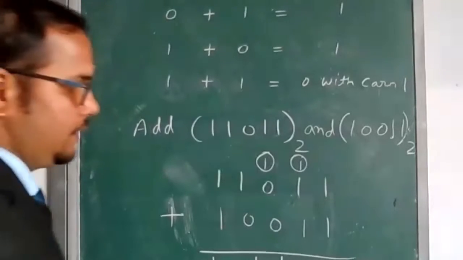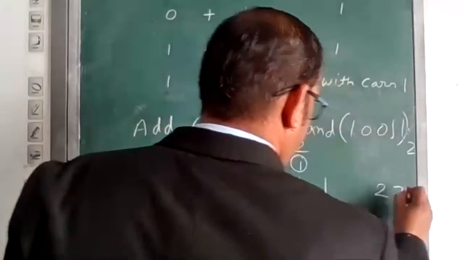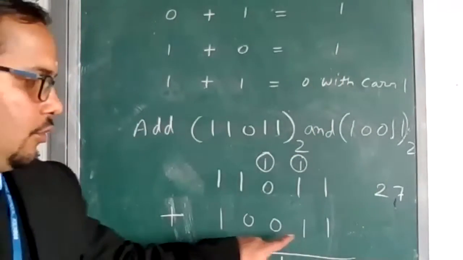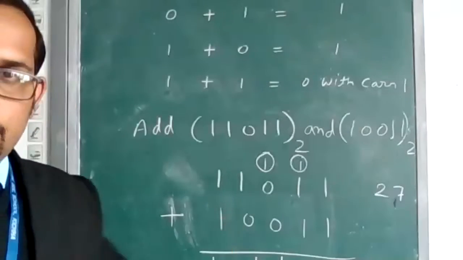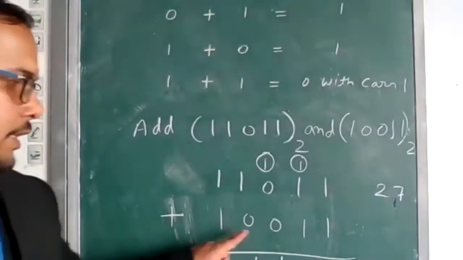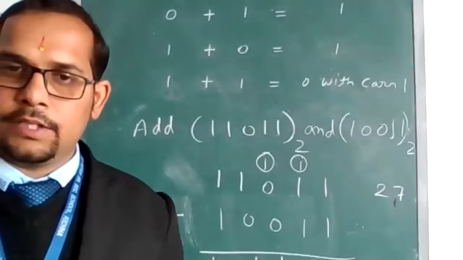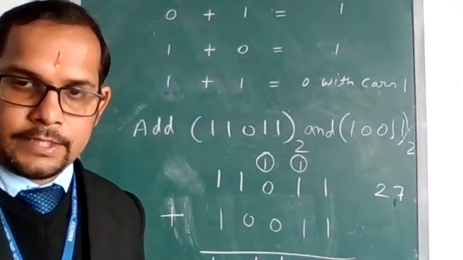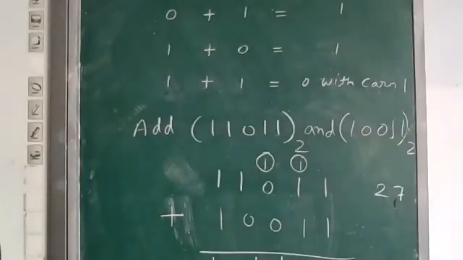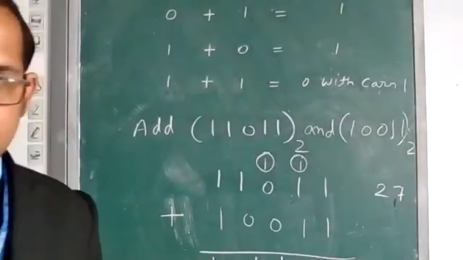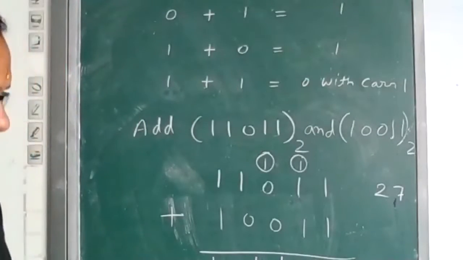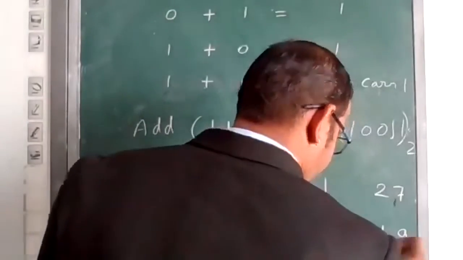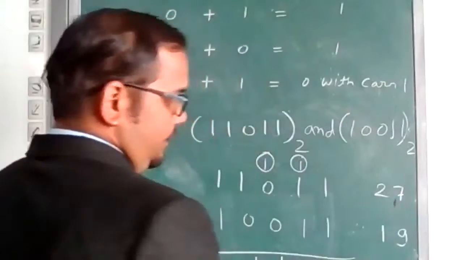Now 27 is the decimal equivalent of this number 11011. Convert this number 10011 into decimal. Yes, the base is 10. This is 19, Gauri Bansal. Okay, yes, this answer is correct.